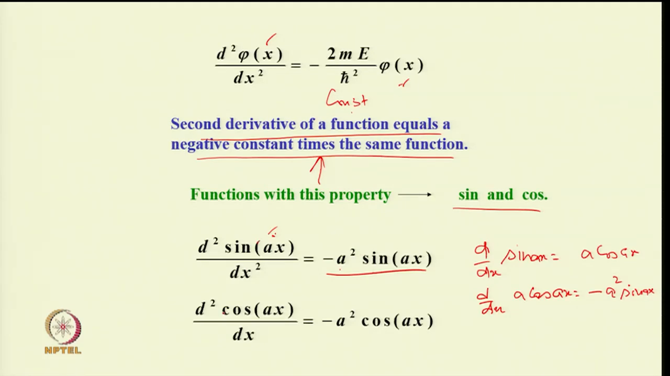Similarly, you can do it for cos ax: d square by dx square of cos ax will be minus a square cos ax. You can prove it in a similar way. So what that means is the solution of this differential equation is either a sine function or a cosine function. So let's again go back to region 2 and try to solve this.